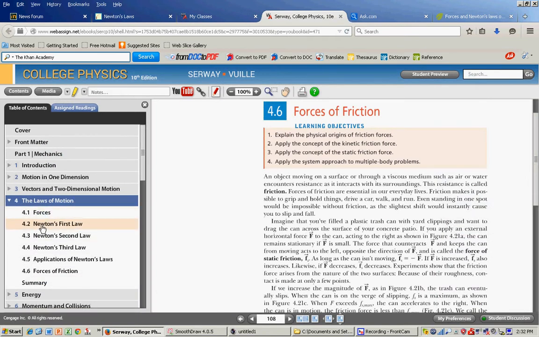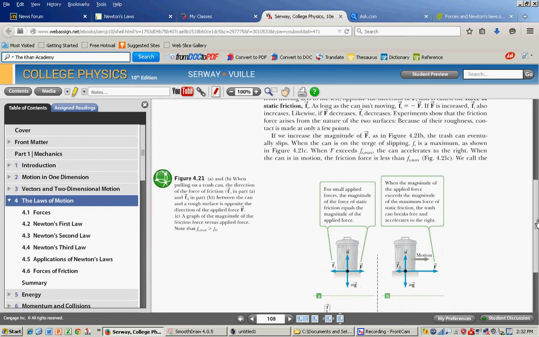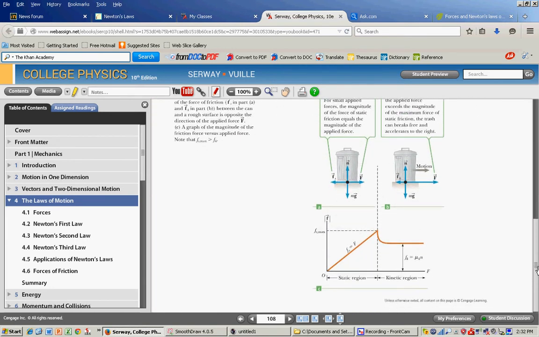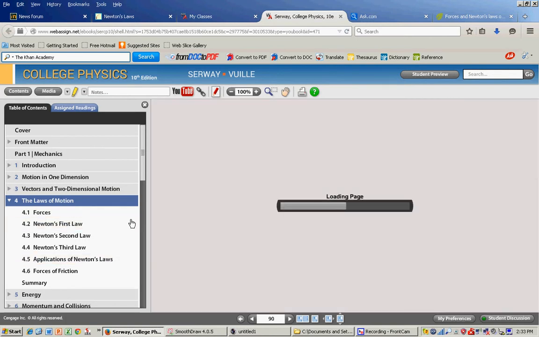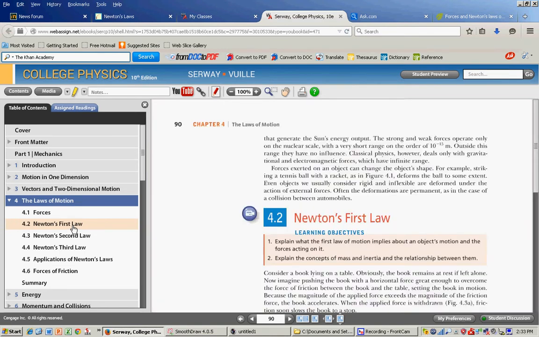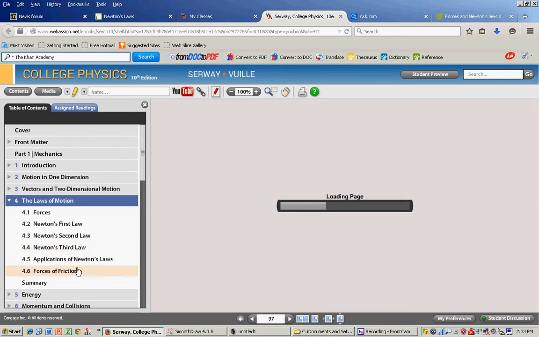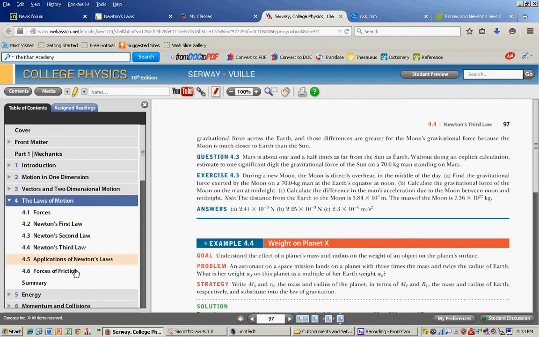So in our book, we have 6 sections to go through, and section number 1 defines physically what force is. What's the definition of force? It explains the 3 laws of motion, Newton's first law, second law, third law, and has some applications. Section 4.5 covers the definition of friction.